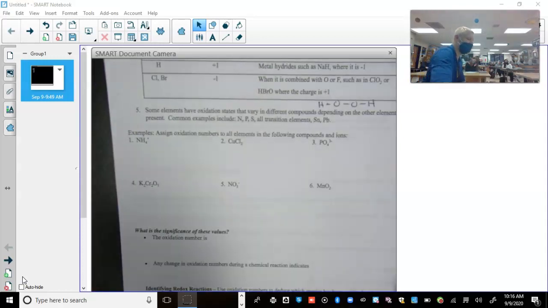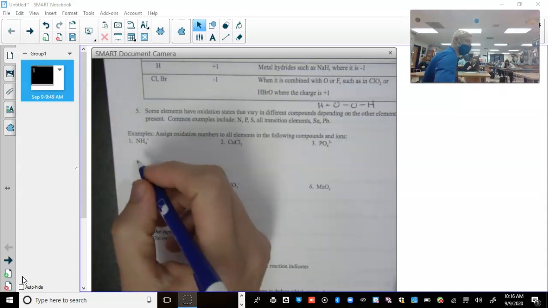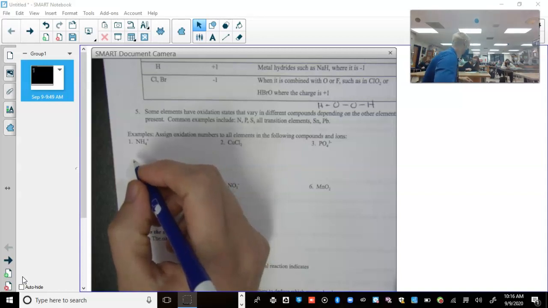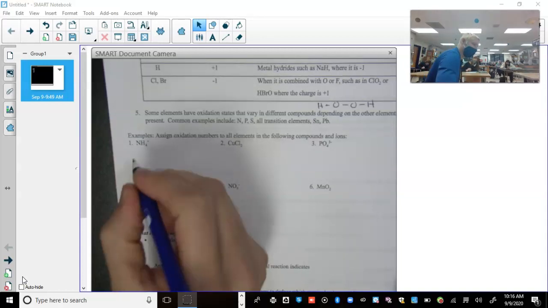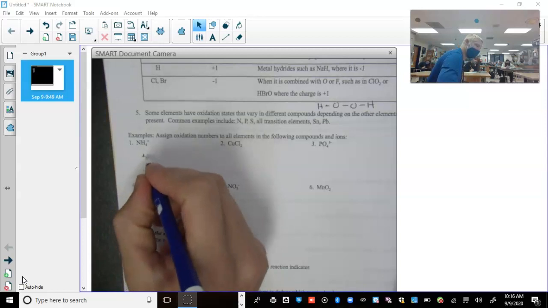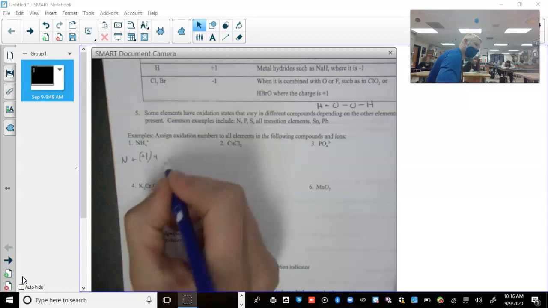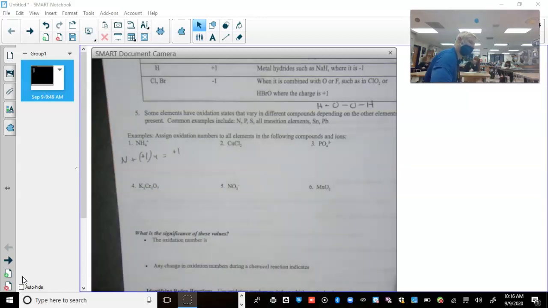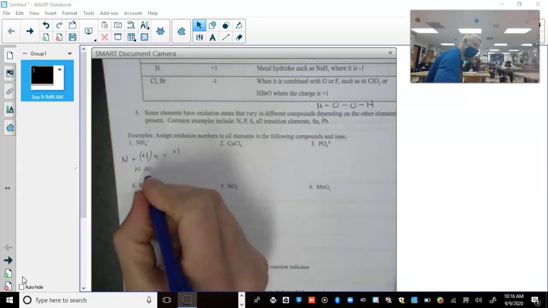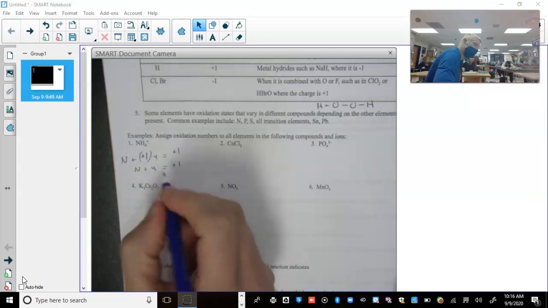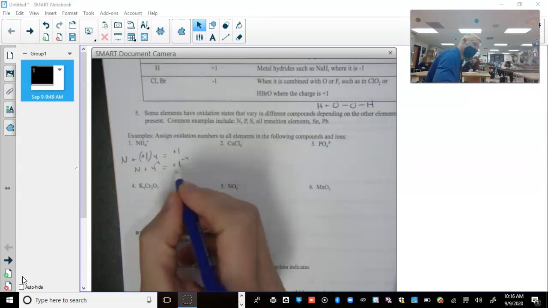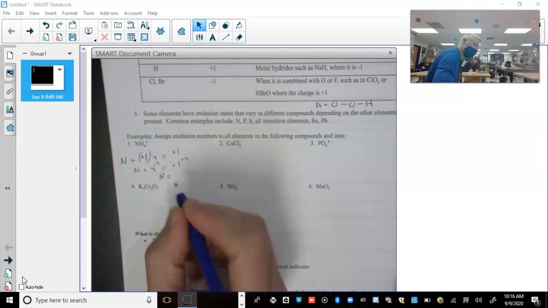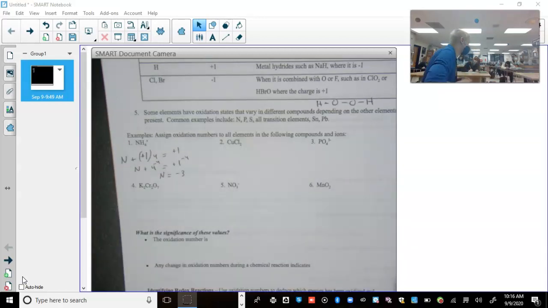So we can do NH4 together. N is typically -3, but maybe not in this situation. So we're going to start with hydrogen. Hydrogen's always +1. There's 4 of them, plus nitrogen, and it equals +1. N plus 4 equals +1 minus 4. Hey, in this case, it's actually the common oxidation state. Nitrogen is -3.